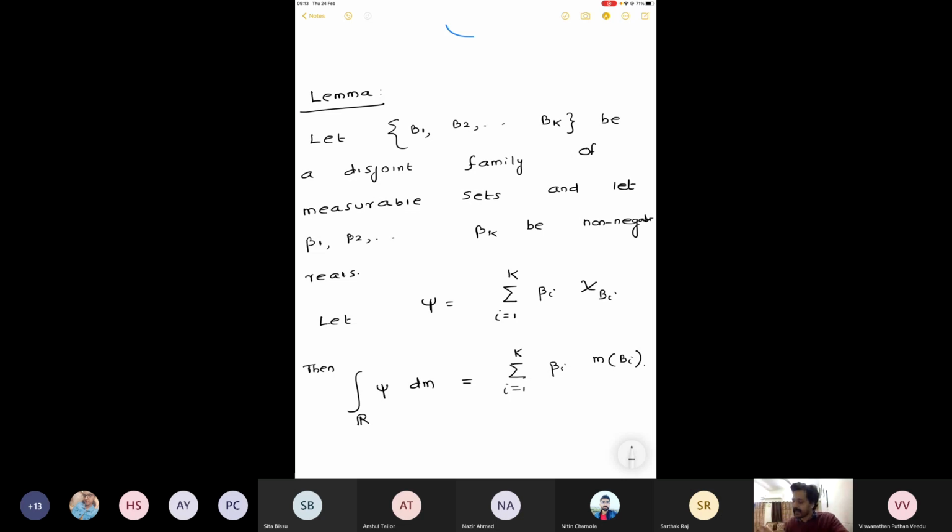Previously in the definition also, I have integrated a simple function. Now also I am integrating a simple function. What is new? The new thing is that the lemma says that you don't have to have the representation to be canonical. Any representation of a simple function you take, you can have the integral, and the integral will coincide with the values taken times measure. Are you getting me?